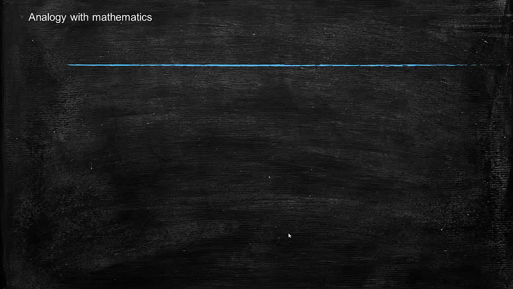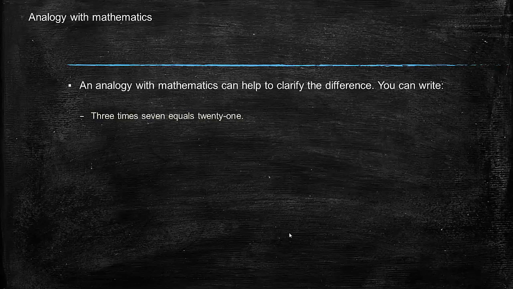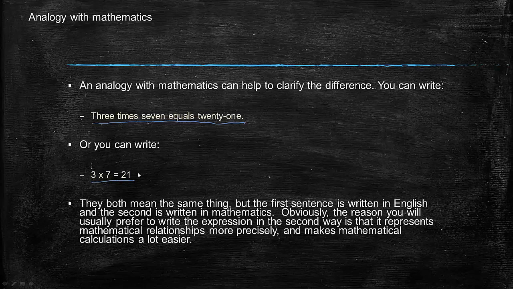Well, it's a little abstract, but an analogy with math can help here. If I asked you, hey, write down 3 times 7 equals 21, it's really unlikely that you would write this out in English, right? That would be a very odd thing to do. Even if you're not a big math person, you'd almost certainly write it like this. And you'll notice that's a really different way of writing that. This is actually written in a different language. This is the language of mathematics. And they both mean the same thing, of course, but the first sentence is written in English and the second is written in mathematics. And obviously the reason you'll usually prefer to write the expression in the second way is that it represents mathematical relationships more precisely. It makes it easier to think about them, and it makes the calculations a lot easier to do. That's something you know already. So that's actually what's going on in logic as well.